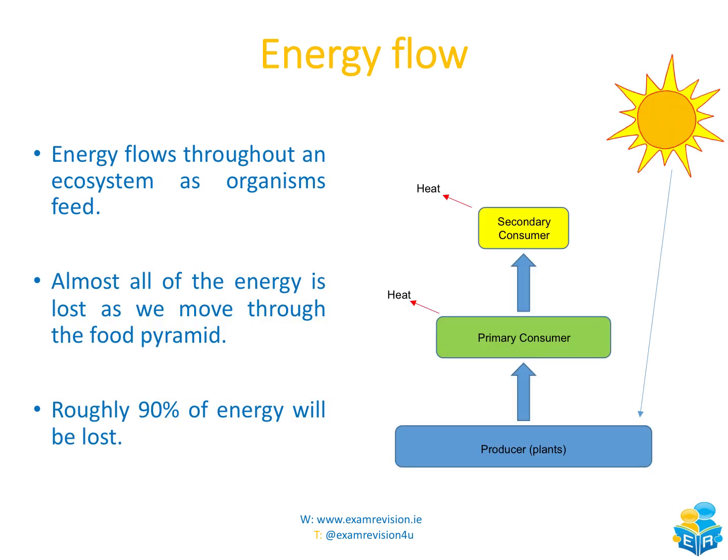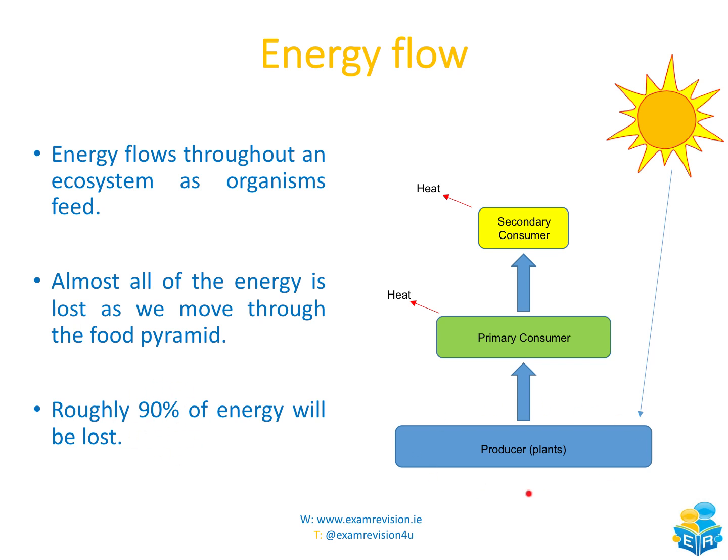Okay, so we mentioned a couple of minutes ago about how the food chains are normally quite short, and normally the tertiary consumer or the third consumer is going to be as far as it gets. And that's because energy will flow throughout the ecosystems as organisms feed. But almost all of that energy is going to be lost as we move through the food pyramid, okay, or the food chain. So roughly 90% of the energy is going to be lost each time.